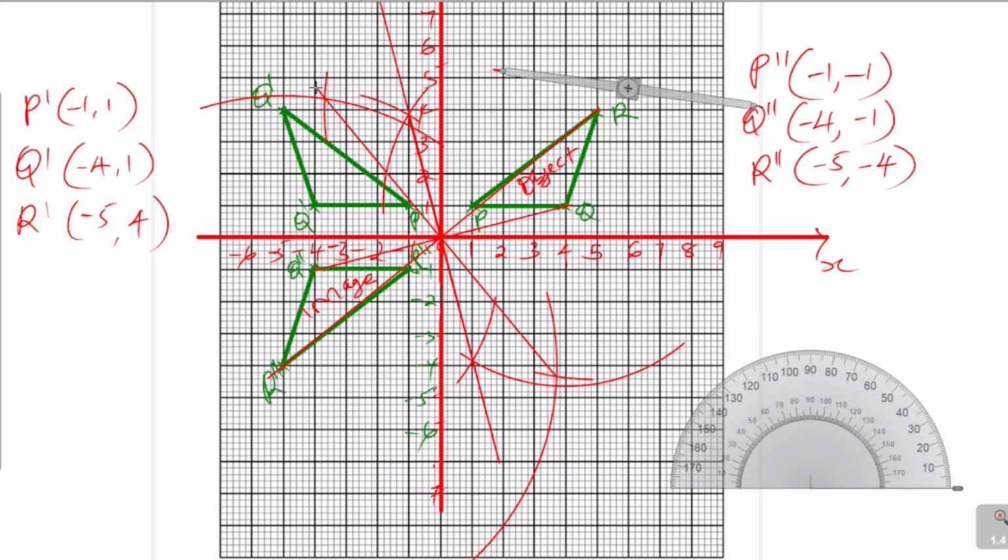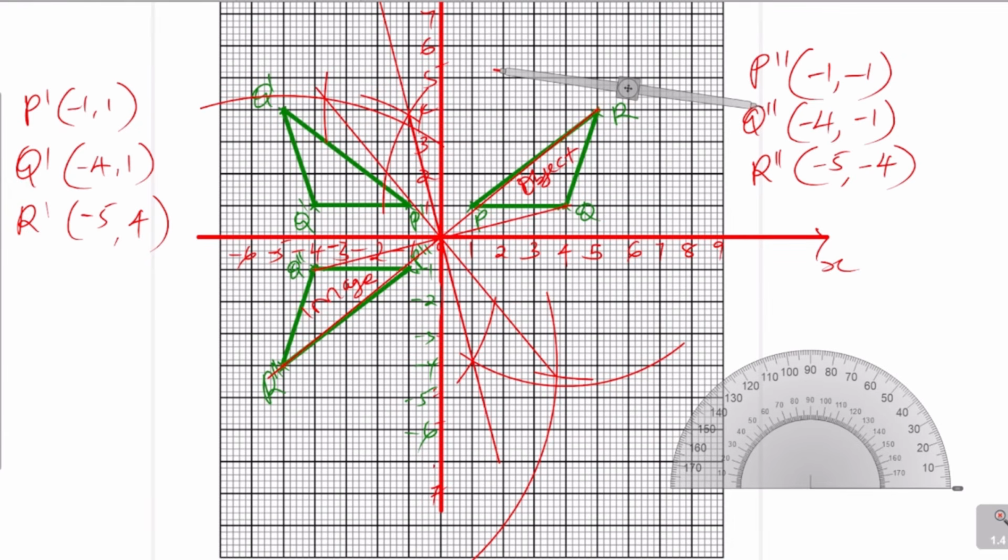There it is. Now I would like you to check where the two perpendicular bisectors are meeting. That perpendicular bisector is here, and the other perpendicular bisector was here. The perpendicular bisector of Q double prime and Q, and the perpendicular bisector of R double prime and R, they all meet at this point. Where the two perpendicular bisectors meet, that is definitely the center of rotation.